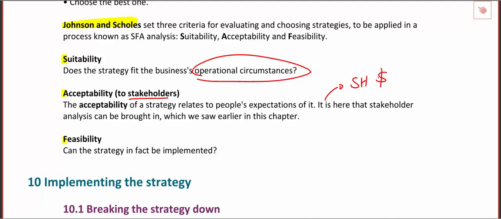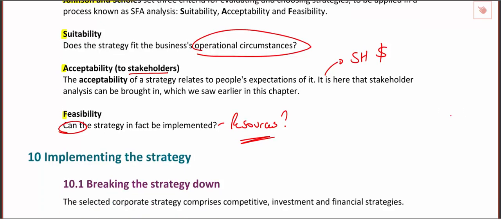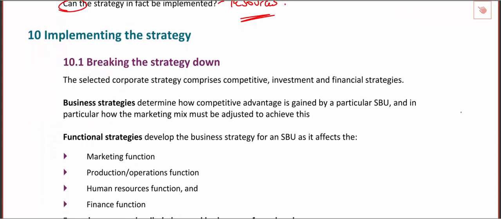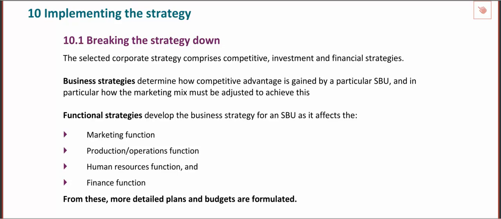Feasibility then says, well, it's all very well saying it's in line with my strategy overall. It's all very well saying that it's acceptable to my stakeholders, but can I actually do it? So do I have the resources? Do I have the knowledge and the expertise in order to carry this strategy out? And the idea, therefore, is that you go through each of those 3 criteria, and if the answer is yes to all of those, then it's a good option for us.